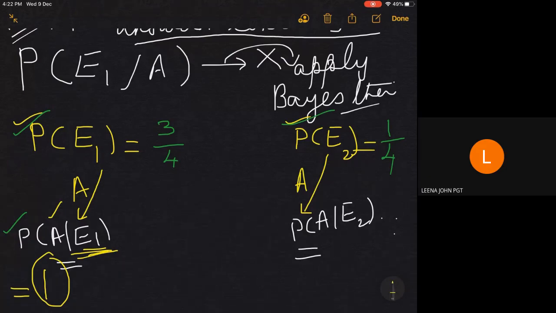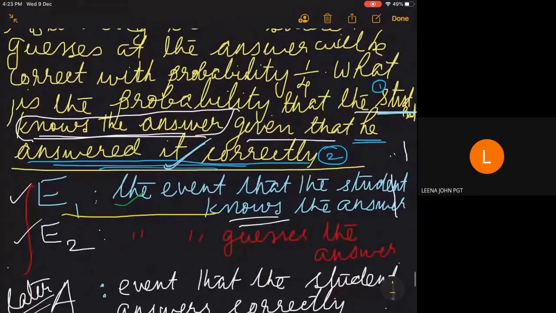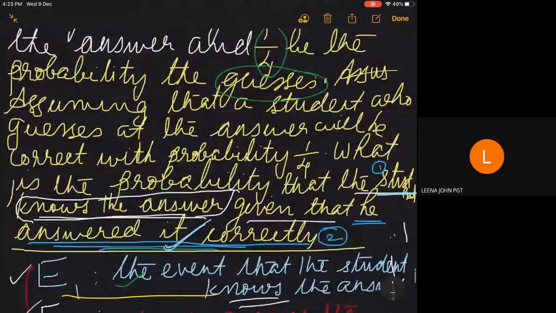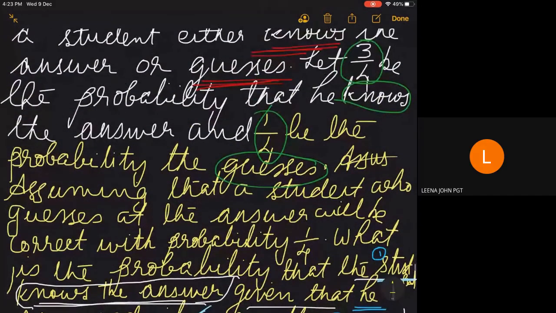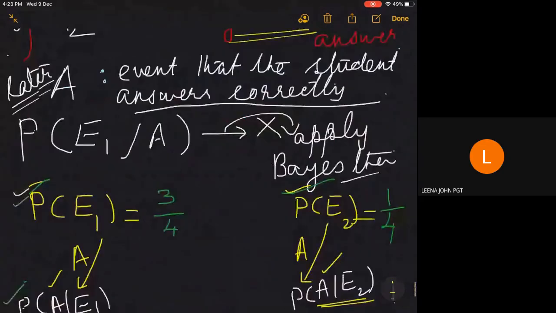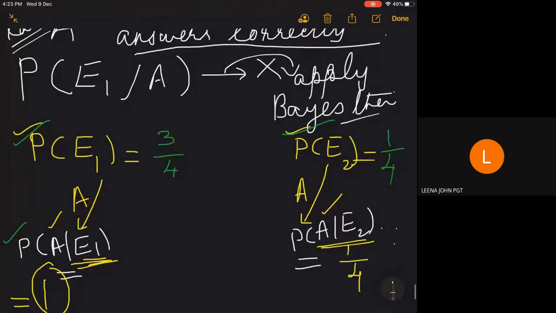So it is 1. Now here, probability of A given E2 means the probability that the student writes the answer correctly provided E2, provided that he guesses the answer. So that probability is also given here. Assuming that the student guesses the answer, it will be correct with the probability 1 by 4. So this probability is equal to 1 by 4.